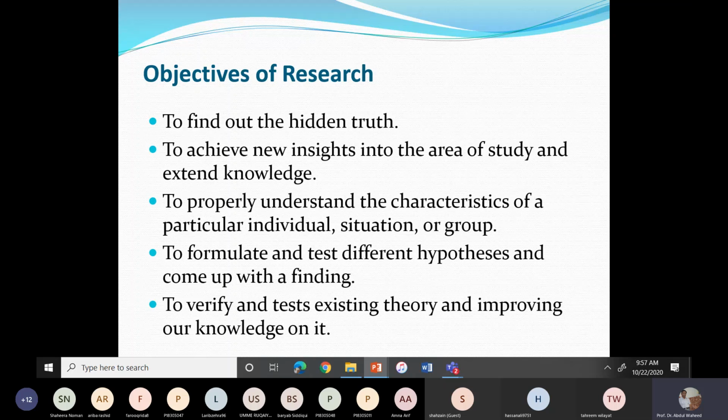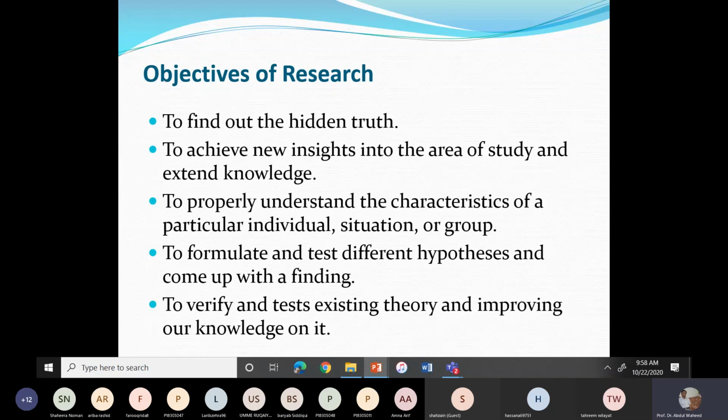And we also verify and test existing theory. So in research, we create theory through the research process. We create some theory, and we also verify and test existing theory. And the purpose is to improve our knowledge on it. Okay, so theory exists.